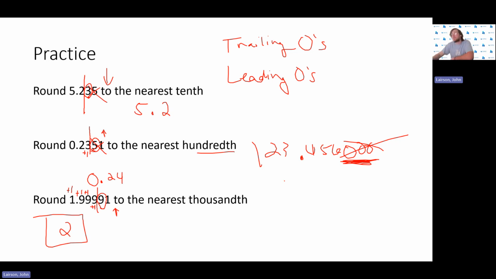And this is what happened with this 2, right? We've got 2, and then we add all these zeros to the right of the decimal. It will be marked wrong if you put these zeros here. If you have trailing zeros, just drop them and get rid of them.